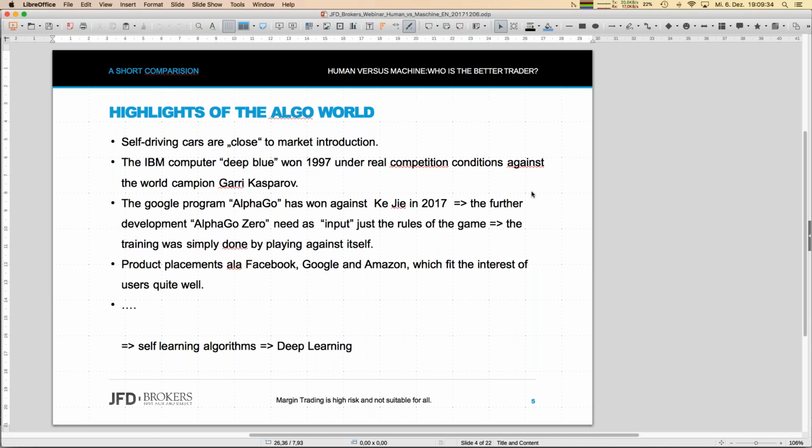And this year, there was a breakthrough as well. That was another game, even more complex in terms of situations and the overall impact. That is the game called Go. It looks even easier than chess, but it's not easier. And this year, the world champion Ke Jie, or however you pronounce that name, lost against the computer program AlphaGo from Google. And what's even more amazing, the further development of that algo called AlphaGo Zero was able to be even better. And the input for that computer was just the rules of the game and nothing else.